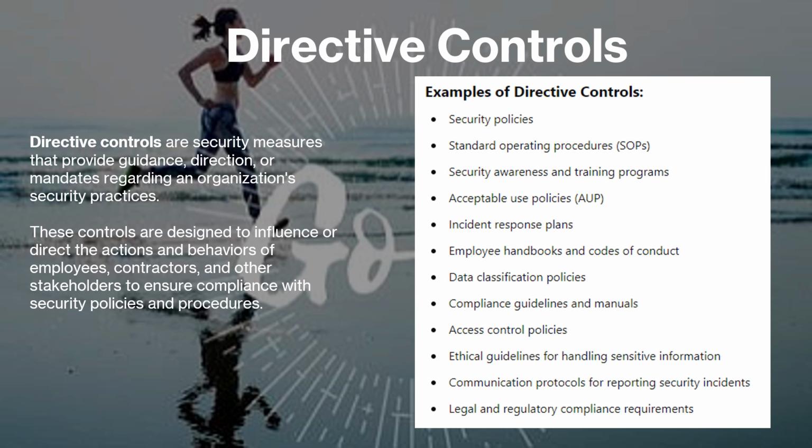Some examples of directive controls may include security policies, standard operating procedures or SOPs, security awareness and training programs, acceptable use policies or AUP, incident response plans, employee handbooks and codes of conduct, data classification policies, compliance guidelines and manuals, access control policies, ethical guidelines for handling sensitive information, communication protocols for reporting security incidents, and legal and regulatory requirements.